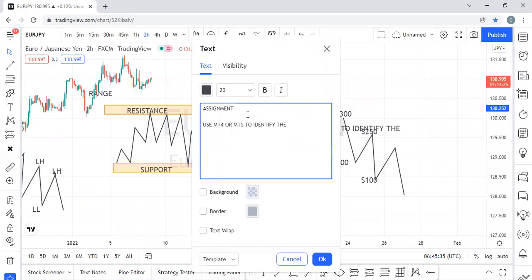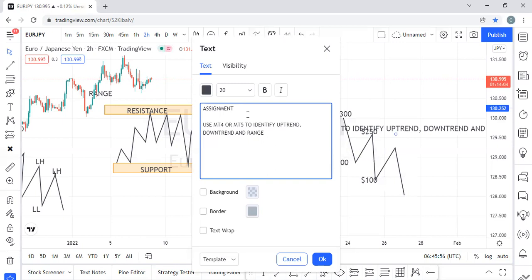Let me just label it myself. Identify uptrend, downtrend, and range. So just use your MT5. When you see an uptrend, you screenshot it and type uptrend. When you see a downtrend, you screenshot and type downtrend. When you see a range, you screenshot and send to the group. So that is the first assignment.